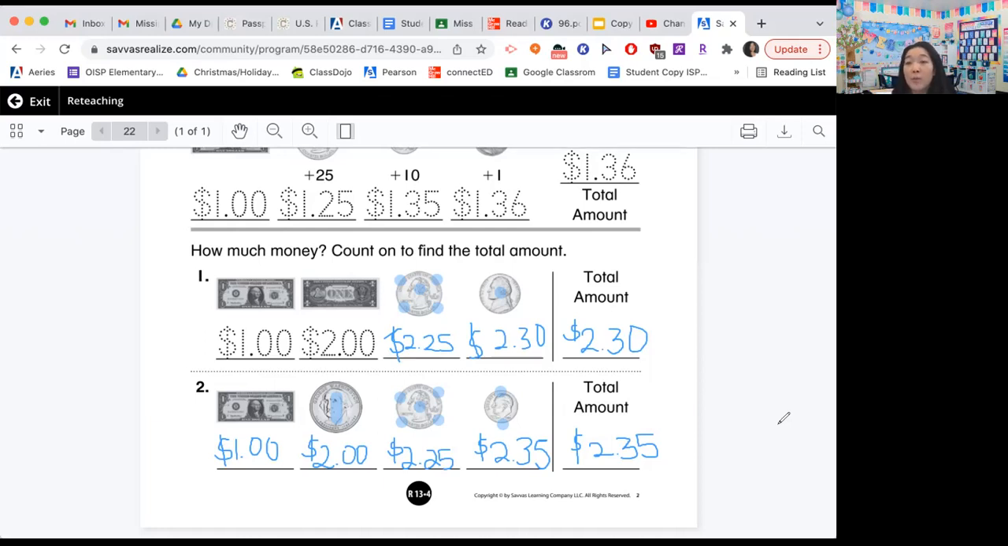So the breakout room leaders are going to call on you guys. Sierra and Ava, you can either call on people by their names, or you can have people volunteer, but you are going to say, okay, how much money, count on to find the total amount. Sarah, how much money is this one? Okay. Now how much money is this one? Okay. Everybody write that down.